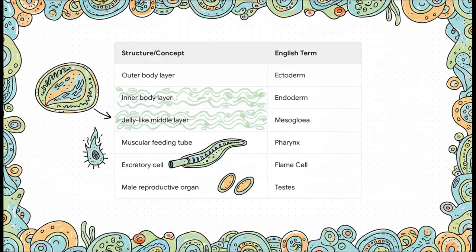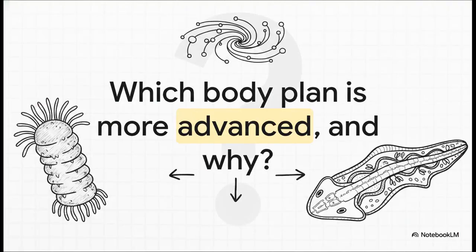Okay, now for the planarian. That muscular feeding tube, the pharynx. The special excretory cell, a flame cell. And the male reproductive organ, the testes. Excellent work. And that brings us to the end of our practical session.